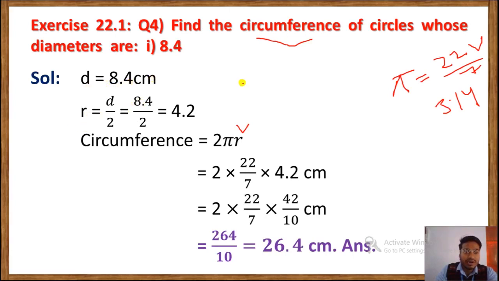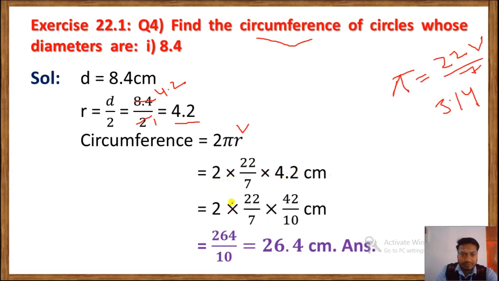Radius equals diameter divided by 2. The diameter we have is 8.4 and we have to divide this by 2. When we divide, 2 fours are 8 and 2 twos are 4, so 4.2. So here we have the radius 4.2. Now we can easily put the value in the formula. We have circumference equals 2 pi r, so 2 into, here I am taking the value 22 by 7, into 4.2 centimeter.